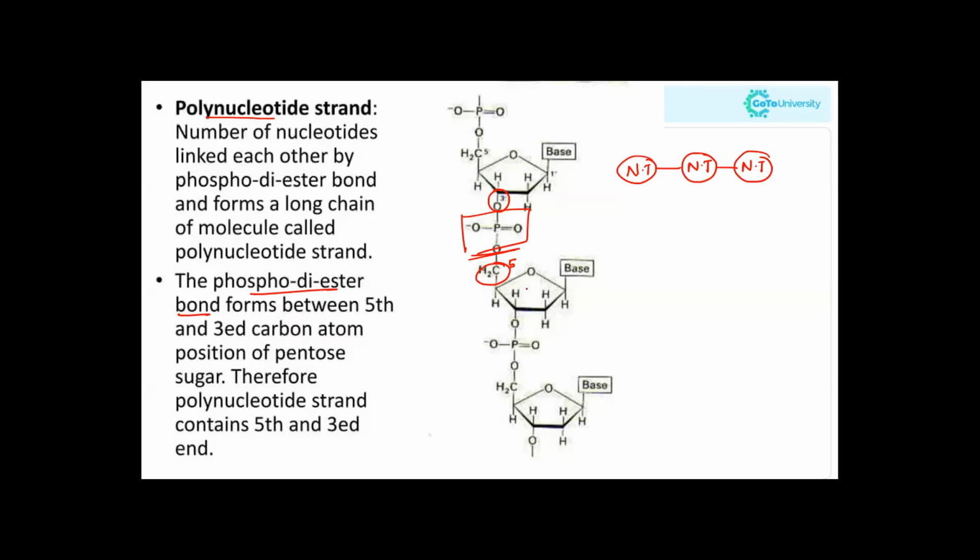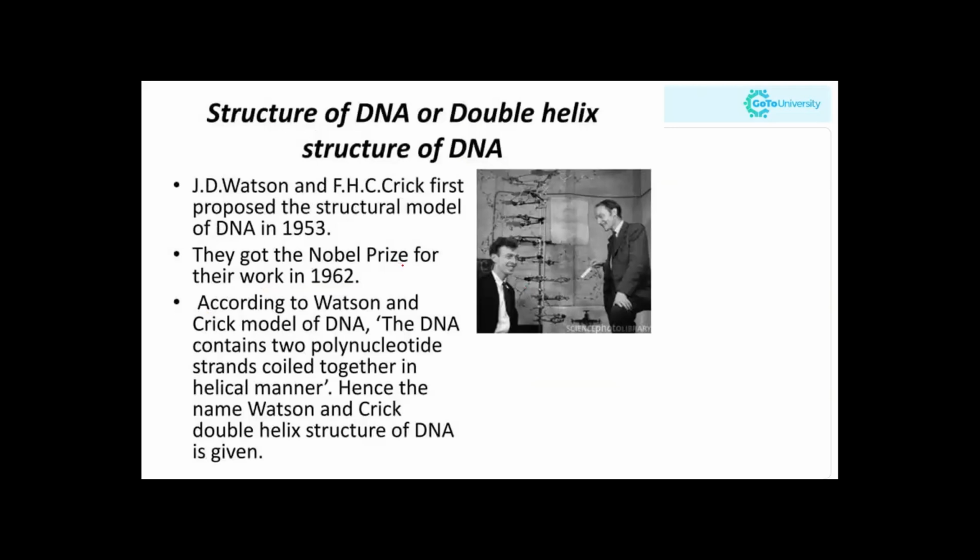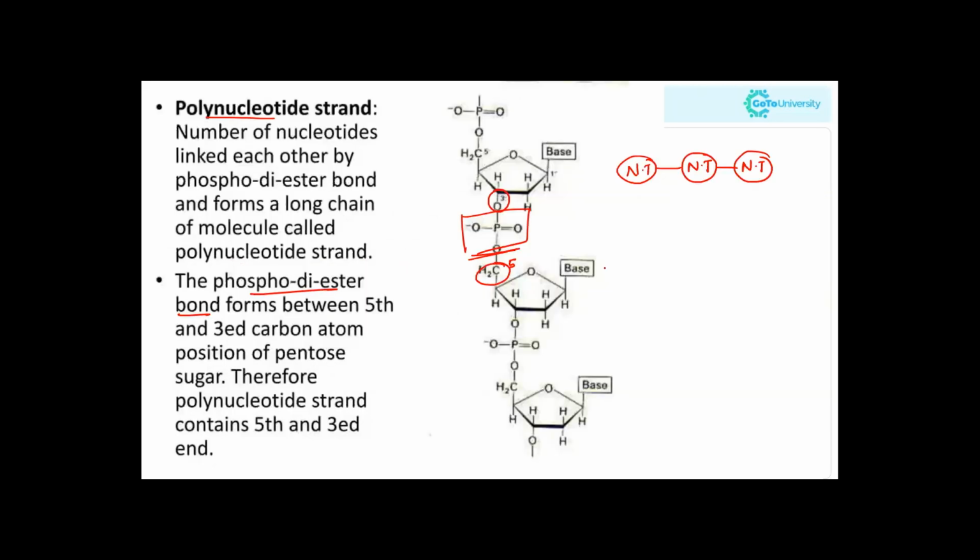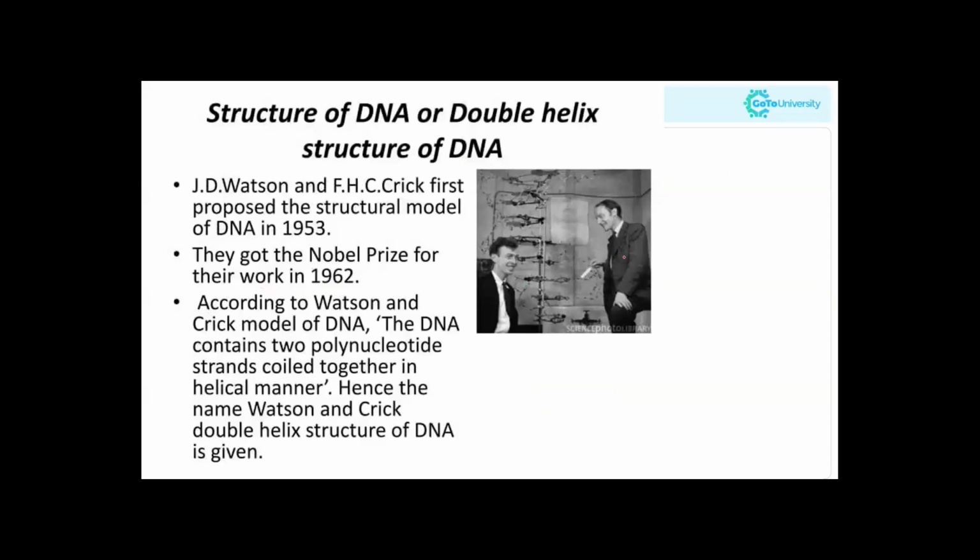Moving to the next slide, we are moving to the double helix structure of DNA. This was the introduction to the DNA structure, the DNA components, what DNA is made up of. Now moving to the structure of DNA, the double helix structure. Watson and Crick first proposed a structural model of DNA in 1953, and they won a Nobel Prize for their work in 1962. According to the Watson and Crick model, DNA contains 2 polynucleotide strands coiled together in a helical manner. In this diagram we can see it is in a helical manner, like a staircase.